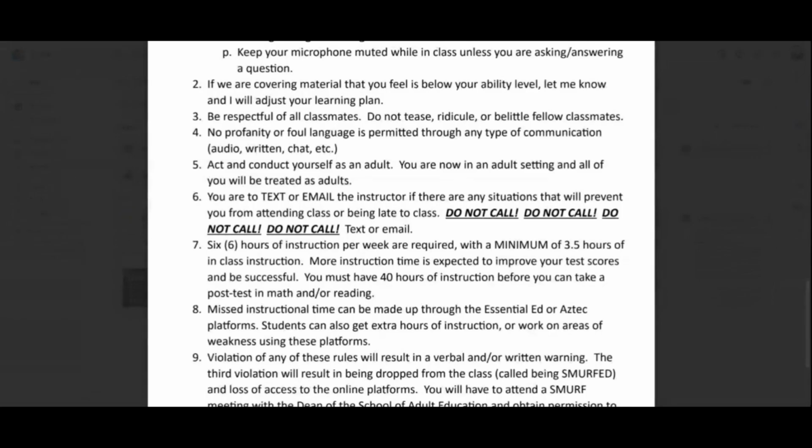ready test. Number 8, missed instructional time can be made up through Essential Ed or Aztec. You can also get extra hours or work on areas of weakness using those platforms. So 6 hours are required. If you miss class, you need to make it up. And I should not be the one contacting you saying, okay, you haven't done your hours. You know whether you've been in class 6 hours.